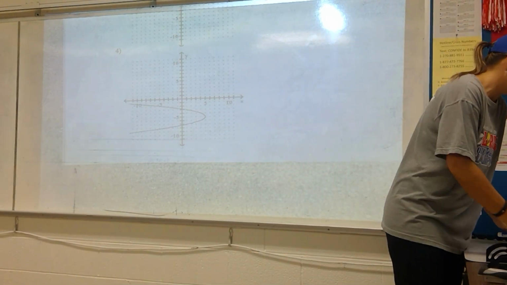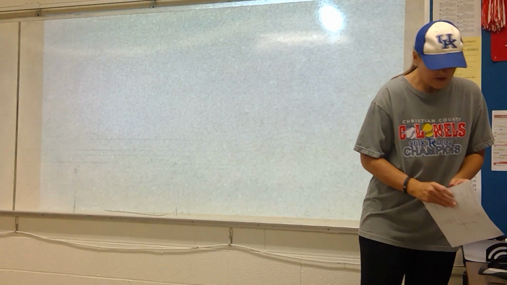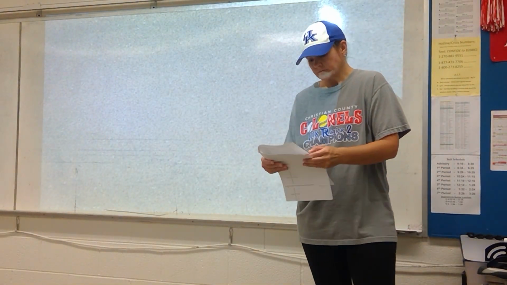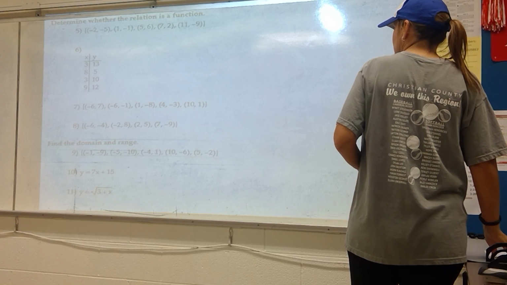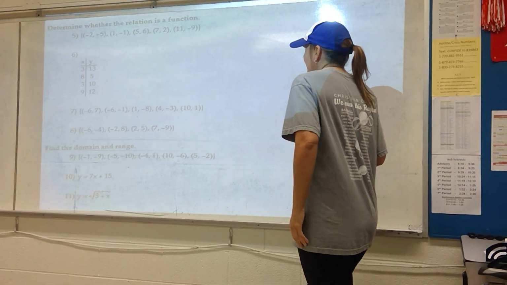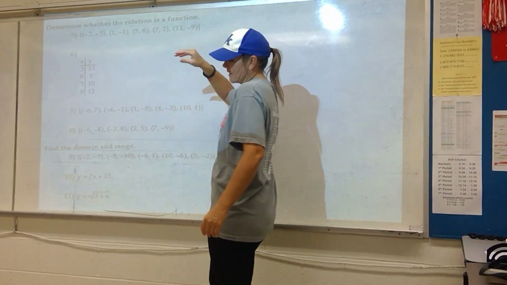All right, so she'll probably give you one of those on the test. That should be a gimme question. If you flip to the second page, it says determine whether the relation is a function. And she gives you 4 different problems, and she gives you the problems in different ways. In number 5, she just writes out a set of ordered pairs.